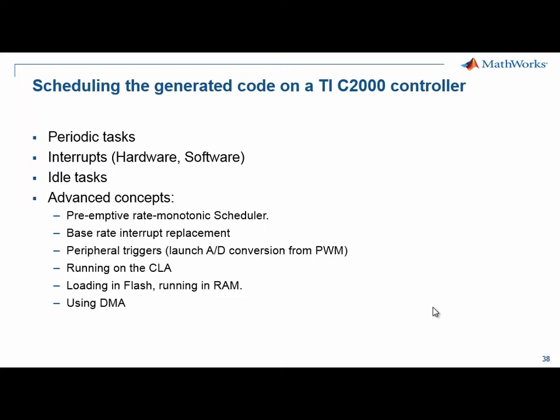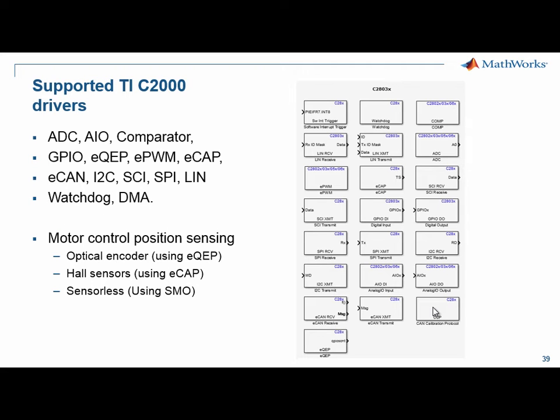So here is a list of supported peripherals, and we have very flexible support for these peripherals. So that includes ADC, analog I/O, analog comparator. We have support for GPIOs, QEP, PWMs, the capture modules, CAN, I2C, SCI, SPI, LIN, Watchdog, DMA, and like I said, we try to go deep into flexible functionalities for these peripherals where you can set your acquisition window for ADC, trigger ADC events from PWM, and raise interrupts on various events that these peripherals may trigger.